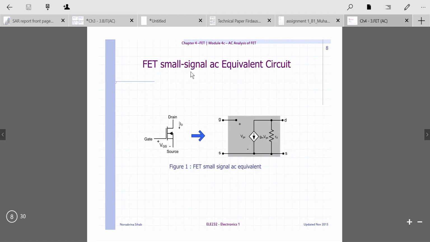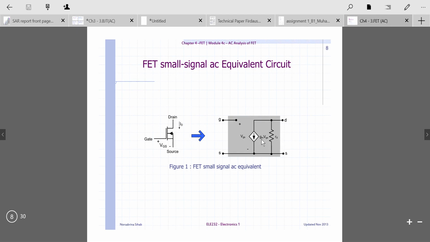For the FET small signal AC equivalent circuit, this is the equivalent circuit for the FET small signal. Students need to memorize this circuit in order to analyze in AC. So you have the gate terminal, the source terminal, and the drain terminal. If you convert this symbol to the AC symbol, you will get this.